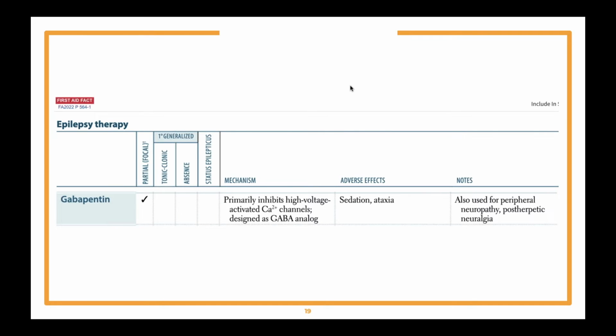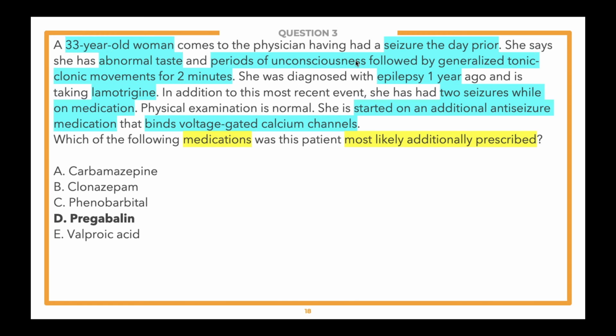And it inhibits voltage-gated calcium channels, and it's a GABA analog, just like gabapentin, okay? You can see there that it's used for epilepsy. So if we go back to our question, and you see a question that talks about an anti-epileptic binding to voltage-gated calcium channels, you would want to be on the lookout for a GABA analog, whether it's gabapentin or pregabalin. That's definitely something you would want to be on the lookout for.